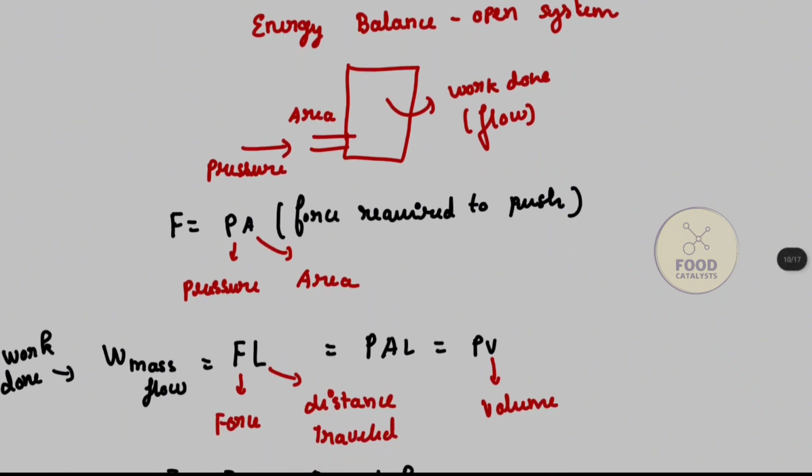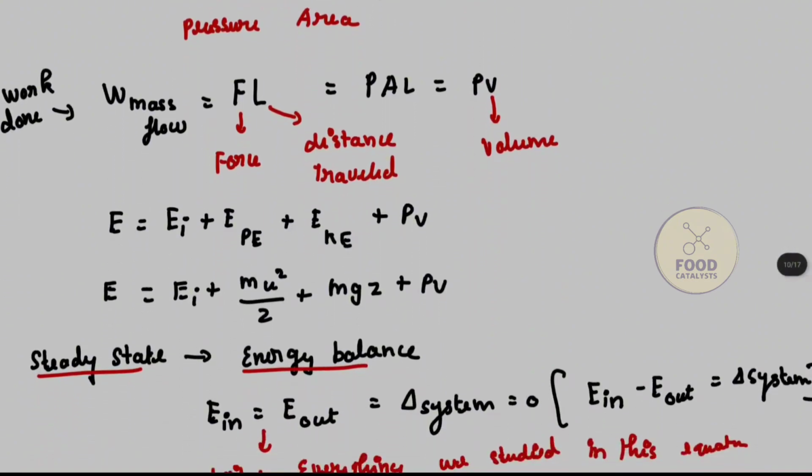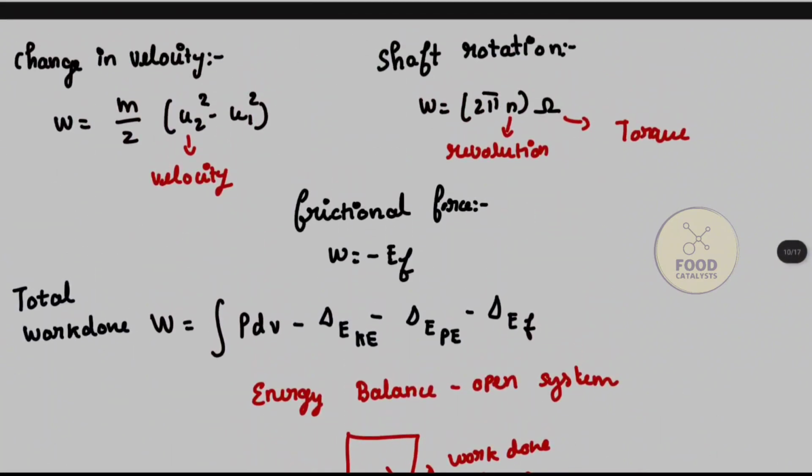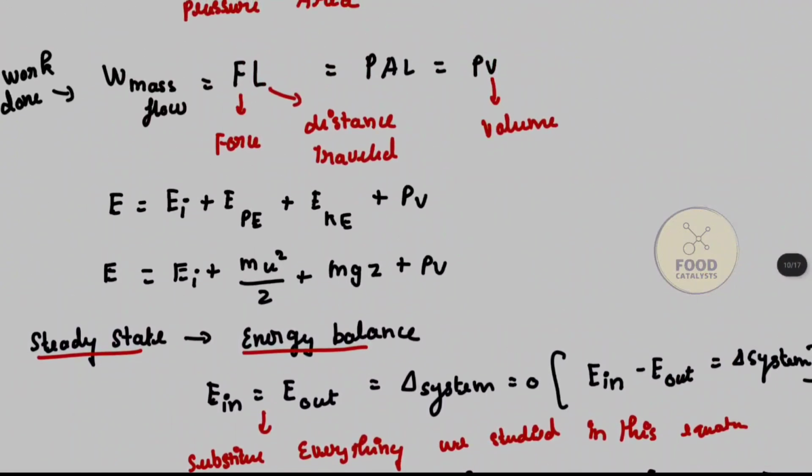Now, how is the work done? The work is done in the mass flow. That means F into L. F is the force, L is the distance traveled by the specific mass, and we can substitute this. This will come as PAL, and while solving we'll get PV. V is the volume of the system, the volume of the liquid. P into V. Now we have to apply the same thing here. So instead of PdV, here we are using PV.